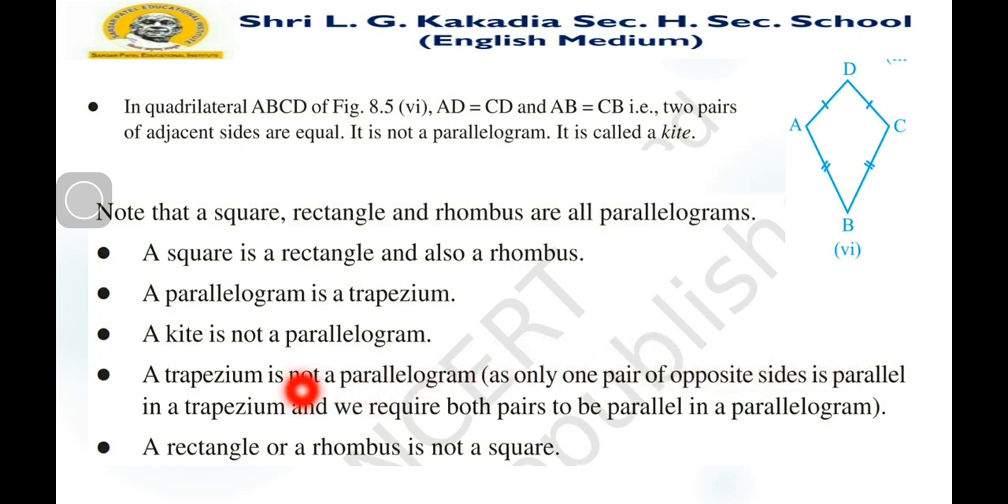A rectangle or a rhombus is not a square. A rectangle and a rhombus are not a square because in a square all four sides must be equal. But in a rectangle the four sides may or may not be equal, and in a rhombus not any angle is 90 degrees. So let us just remember these properties.